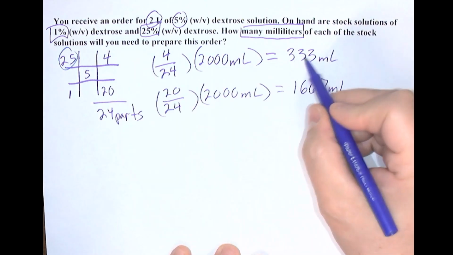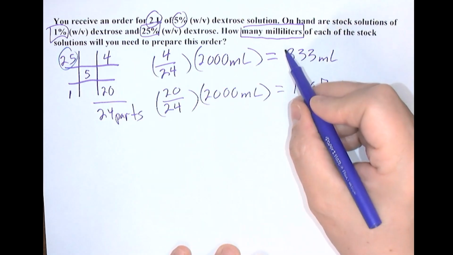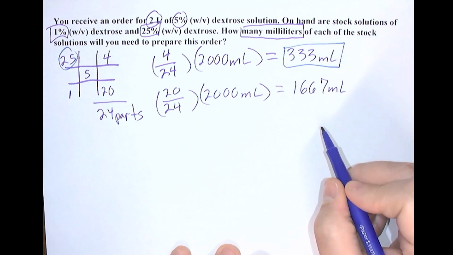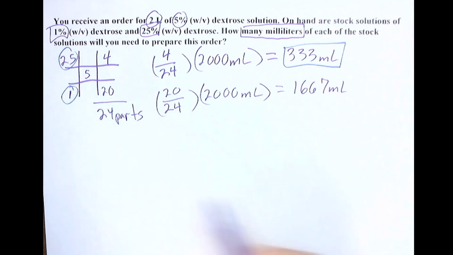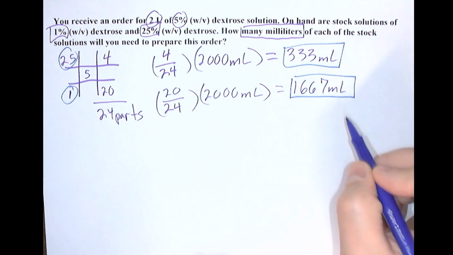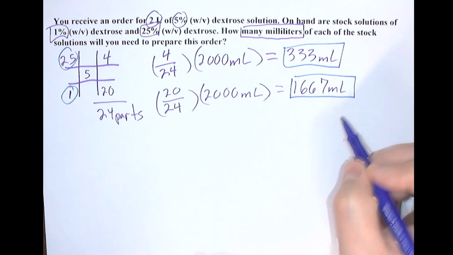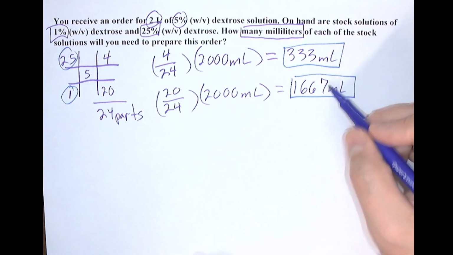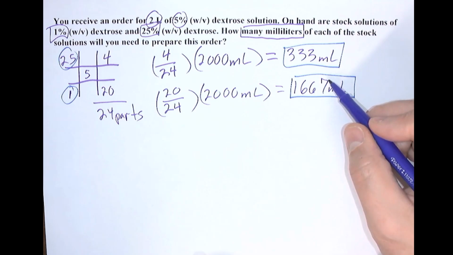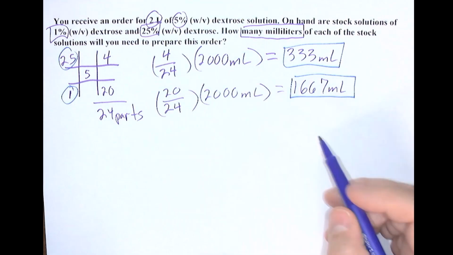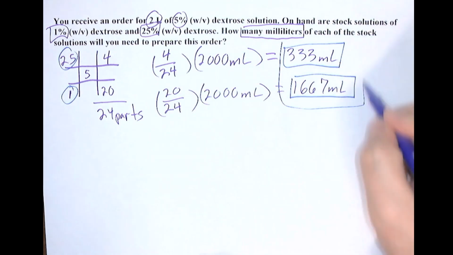So what this tells us is that for the 25% solution, I would need to use 333 milliliters of that solution. And then for the 1% solution, I would need to use 1,667 milliliters of that solution. And I combine these two together, mix these together, and the result will be 2,000 milliliters or 2 liters of a 5% solution. And so this right here is basically our final answers.